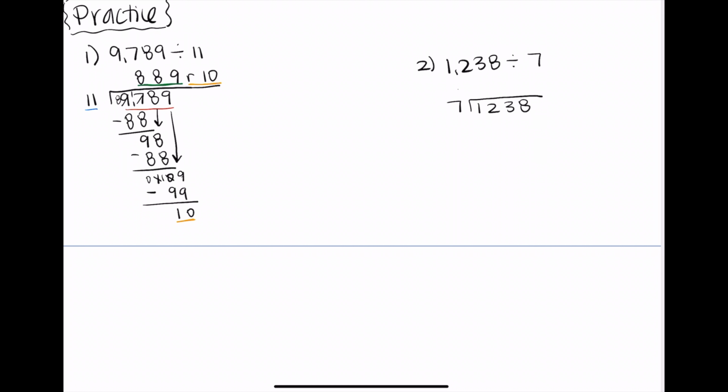Now we'll move on to number 2. Again, the divisor is what we're dividing by. That would go outside of the division bar, right? That's our 7. And then the 1,238 is our dividend. That goes on the inside.